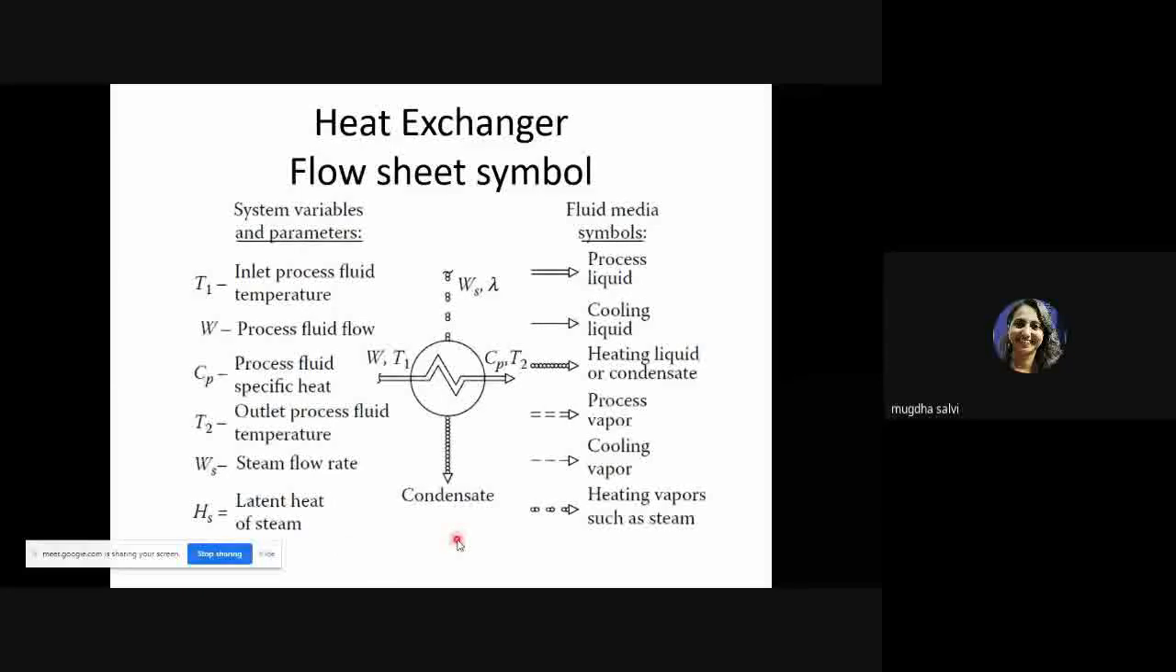Now, if you look at this diagram, what you can see is what are the different variables and what are the parameters in this. For example, when I consider temperature, temperature is going to be the system variable because it is going to vary. But if you look at the process fluid specific heat, it will depend on the heat of both the fluids, or in short, it will depend on the temperature of both the fluids. Then there is process fluid flow, which is represented as W, and WS, which is steam flow rate.